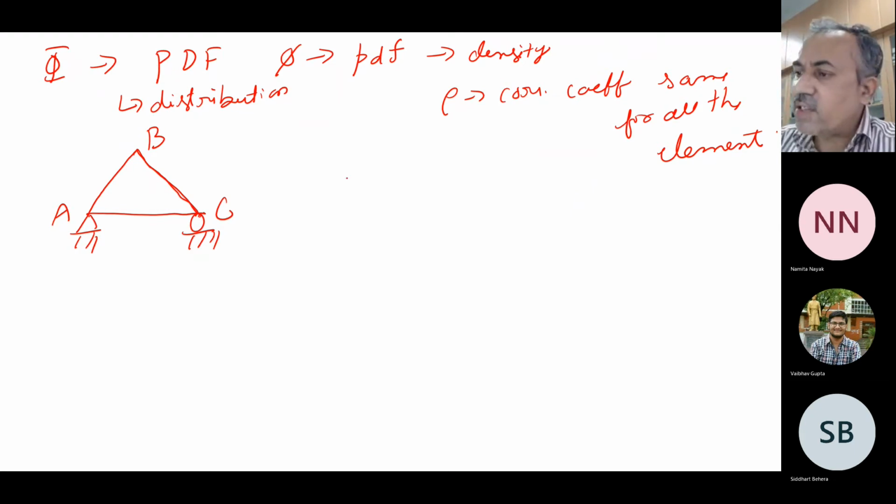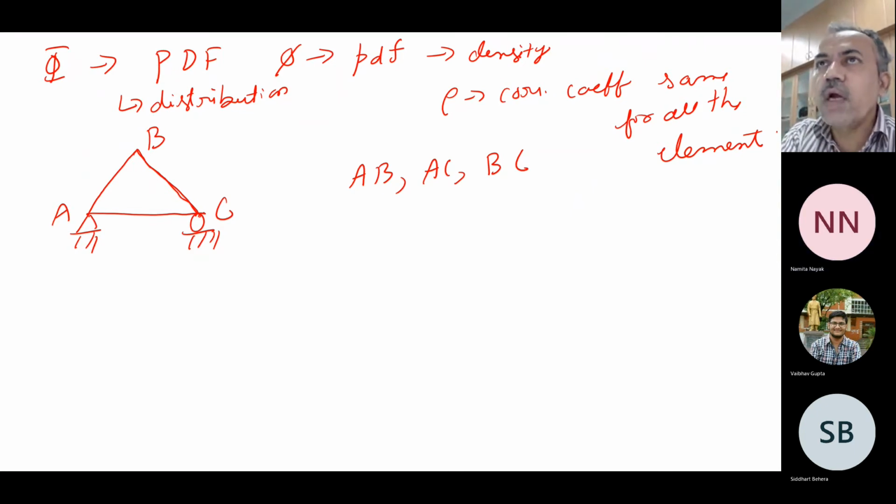See, all the elements are there. You have AB, then AC, and then BC. Is this a determinate or indeterminate truss? Determinate. Determinate means what type of connections they are? Series. They are all series connections basically.